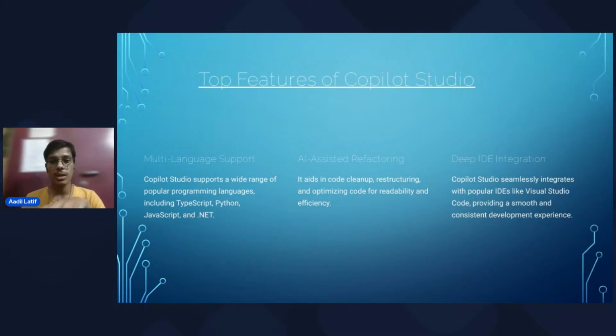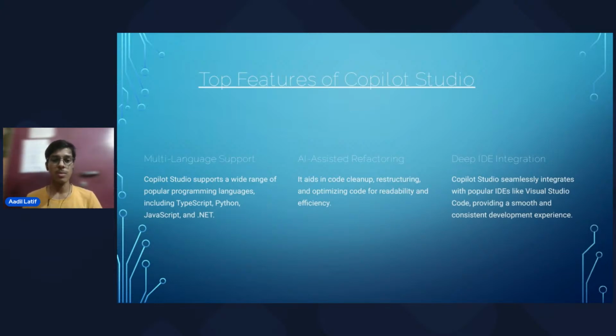Copilot Studio supports a wide range of programming languages, and because of this, it allows developers to use it across various projects. Like if I have made a project in Java, then it will support Java, and if anyone made a project in Python, then it also supports Python. Without being restricted to a single language, it is compatible with all popular languages like Python, JavaScript, Java, TypeScript, C++ or C, and many more.